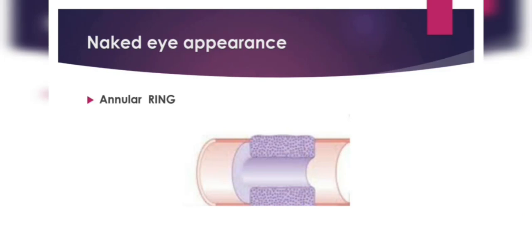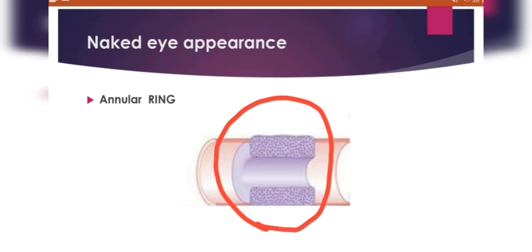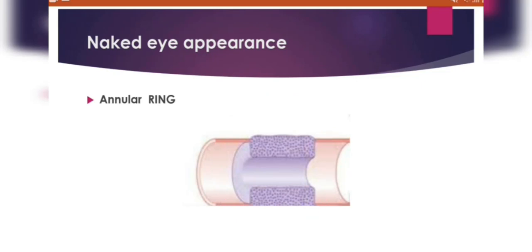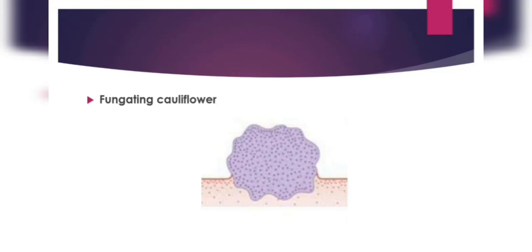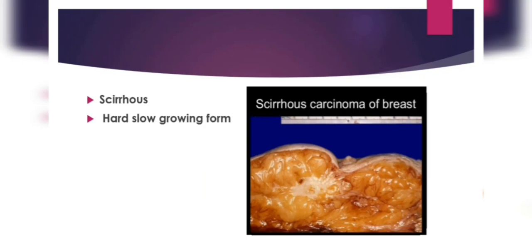According to naked eye appearance, the first form is annular form. Annular means ring, and in this form, a ring-like structure is formed by the abnormal mass, so it is known as annular form. The second form is fungating, which means cauliflower-like. Here we can see that the mass is like a cauliflower. The third form is serous form, which is a hard, slow-growing form. In the picture, we can see a hard, slow-growing tumor in the breast, which is the serous carcinoma of breast.